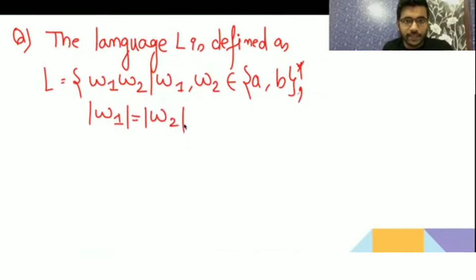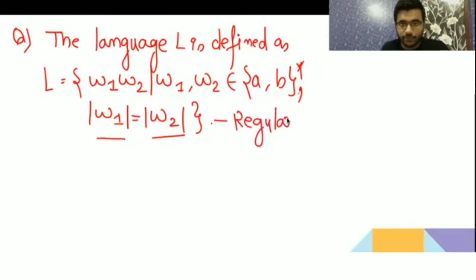Now tell me whether it is a regular language or not. Give me the explanation also. See here, they are saying that length of W1 is a regular language. Now see how it is regular. It is a very good question. It is saying that length of W1 should be equal to length of W2. It is not saying that exactly whatever W1 is having it should be. It's saying that length of W1 should be equal to length of W2.